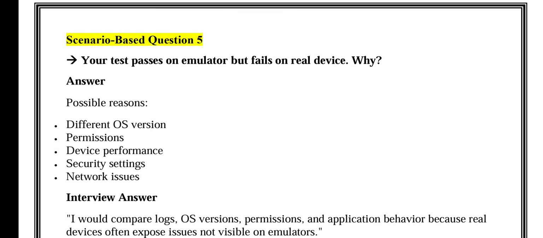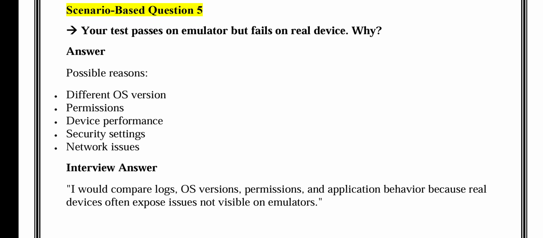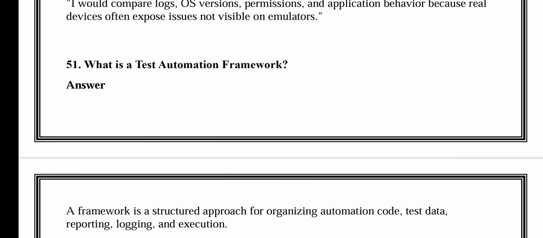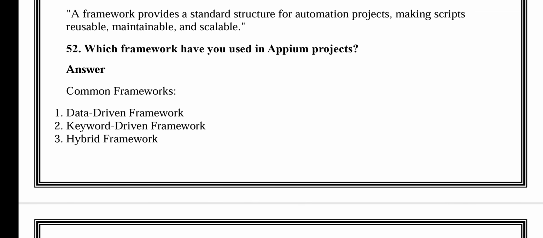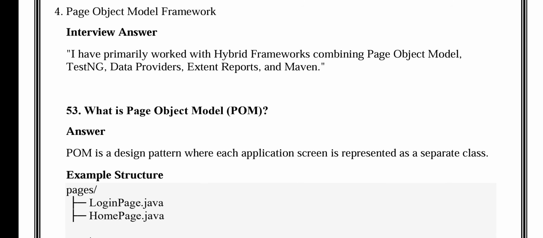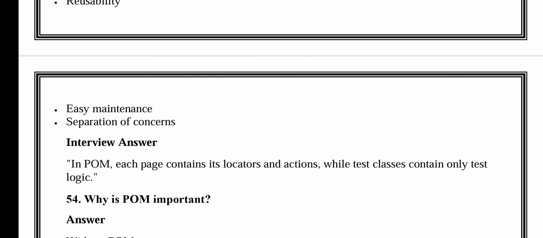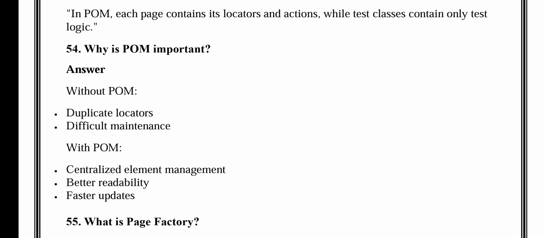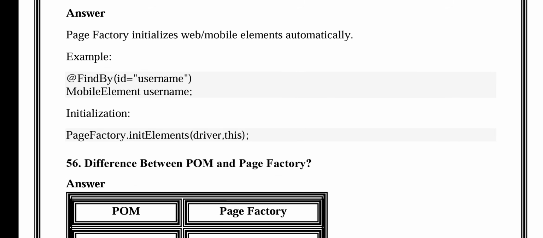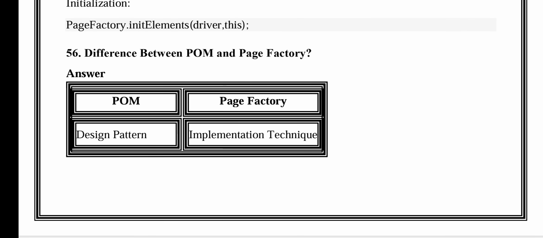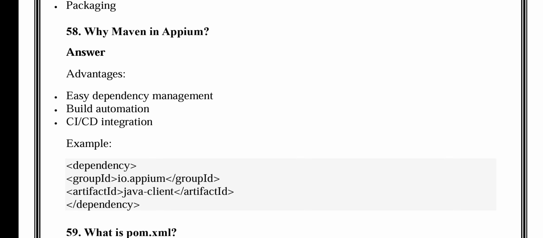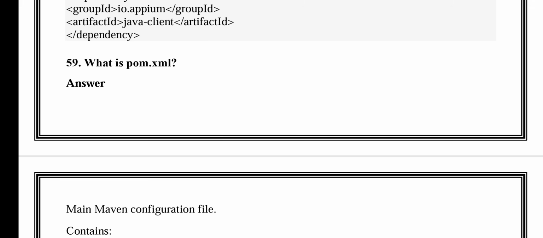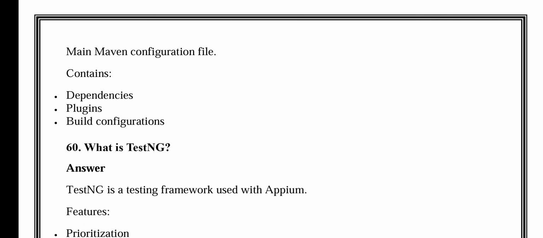Your test passes on an emulator but fails on a real device. Why? What is a test automation framework? Which framework have you used in APPIUM projects? What is page object model? Why is page object model important? What is page factory? Difference between page object model and page factory. What is Maven? Why is Maven important in APPIUM? What is pom.xml file?